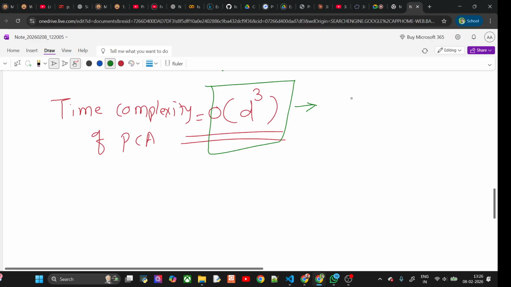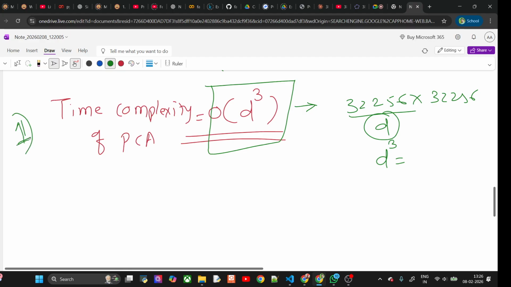If your image is 32,256 cross 32,256, and this is d, and you are doing the cube of this, then your algorithm will be much slower. You will feel like your PC will be dead, it's too slow. Your system will become hot, and your RAM will be exhausted. So this is the challenge in the principal component analysis algorithm. The first problem was this one, the time complexity.